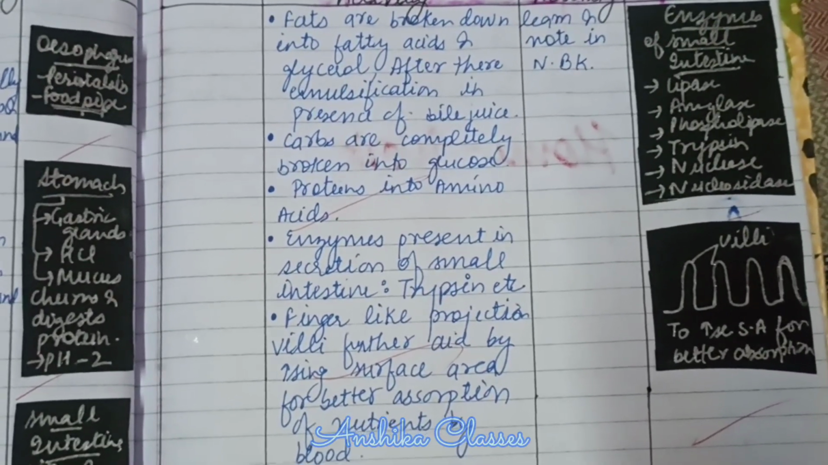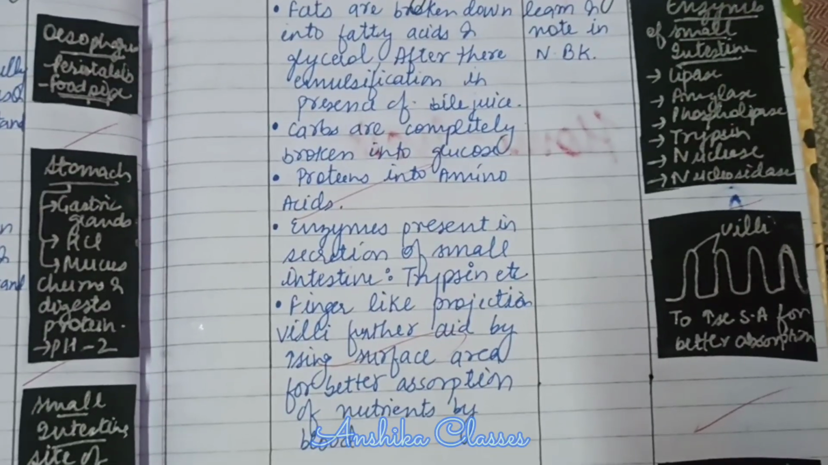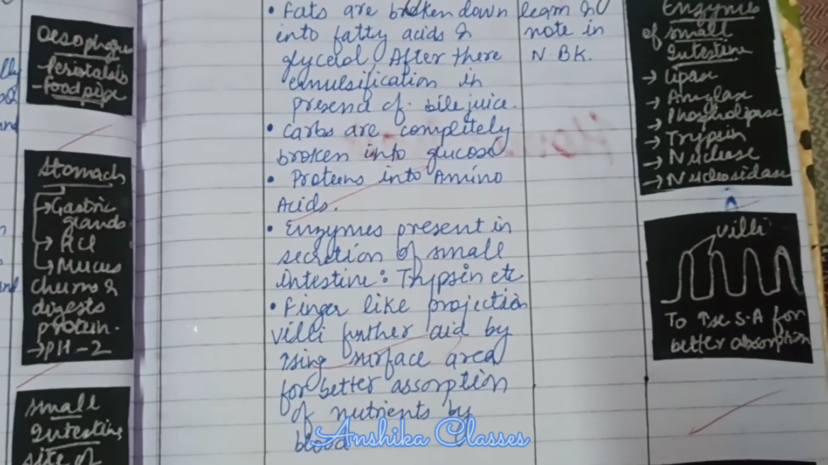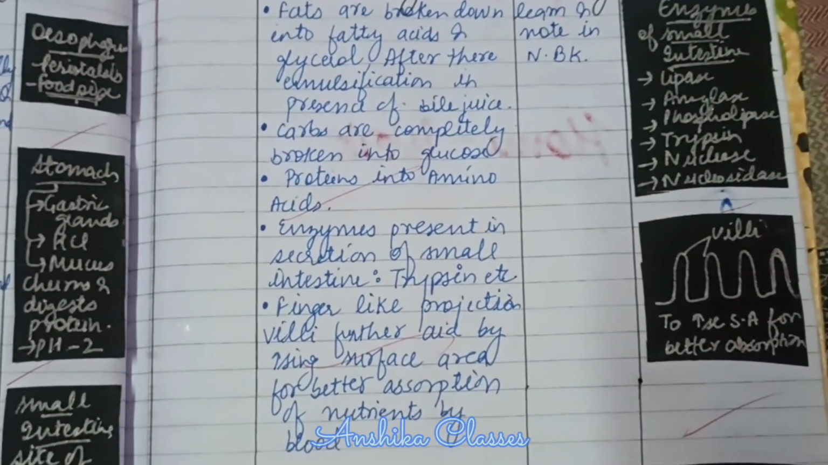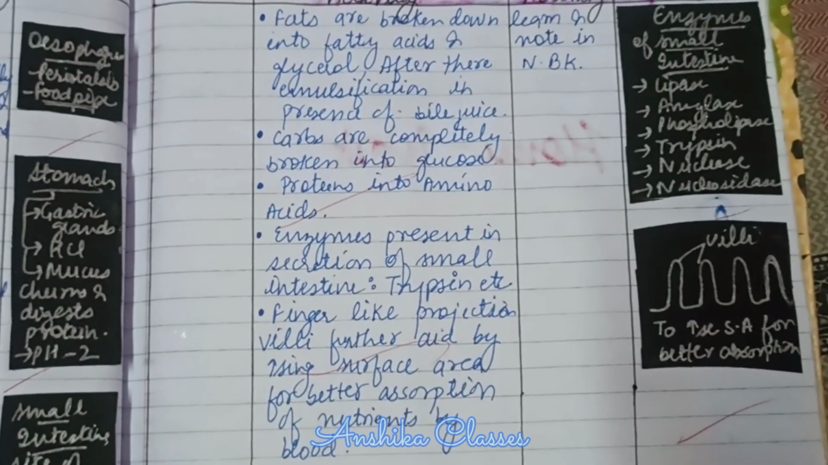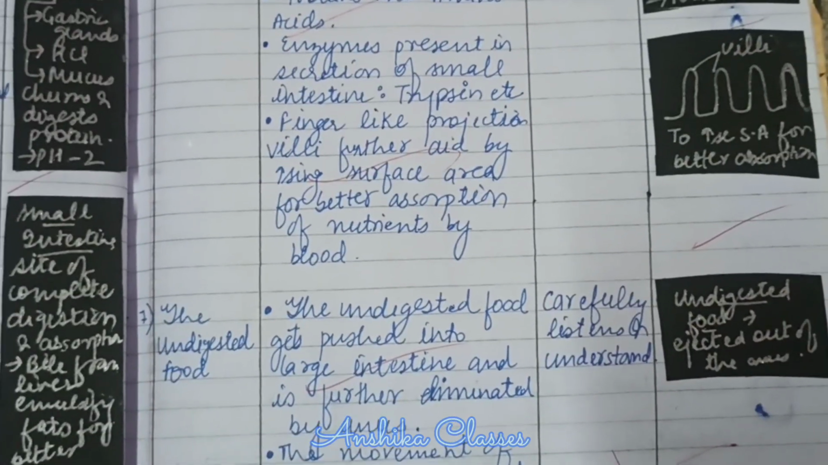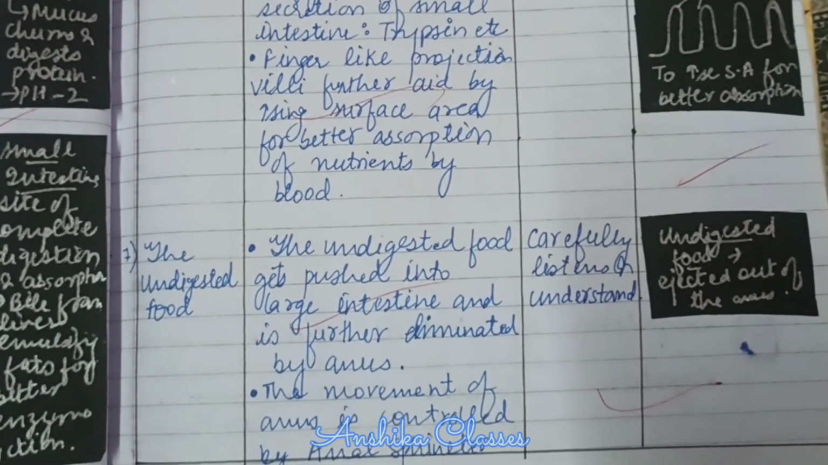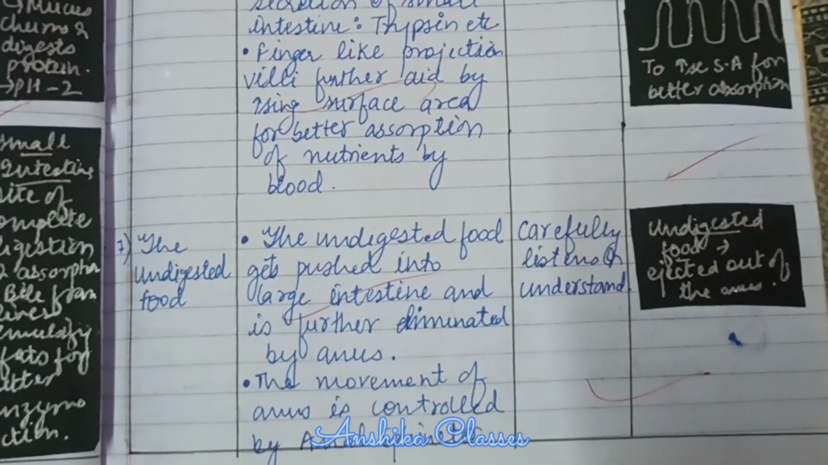are present. Finger-like projections are also present in the small intestine, which are called villi, which increase the surface area for better absorption of nutrients by blood. Other enzymes present in small intestine are lipase, amylase, phospholipase, trypsin, nuclease, nucleosidase, etc. From here, the undigested food is passed on to large intestine and is further eliminated by anus. The movement of anus is controlled by anal sphincter.